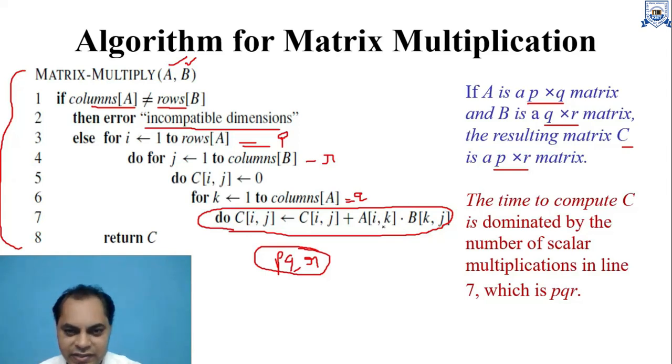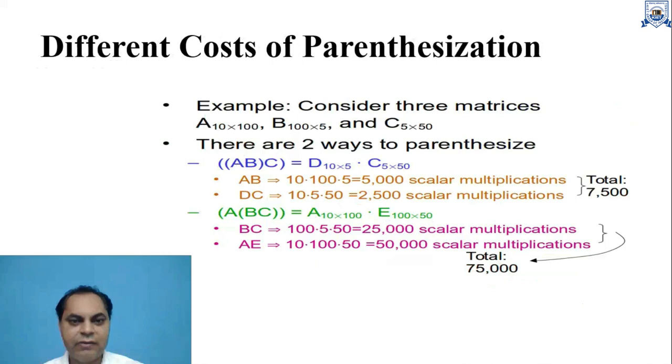Okay, so in this statement we are multiplying these two values. That means the number of multiplications would be PQR. This is the number of scalar multiplications. So the number of scalar multiplications is PQR. So we have to minimize these multiplications in our problem. Sometimes different parenthesization yields a different number of scalar multiplications, and sometimes the variation is very, very large.